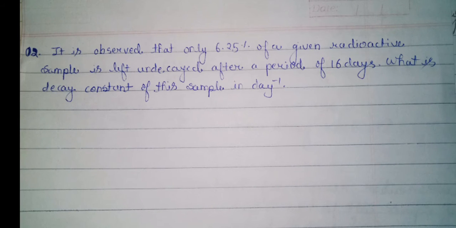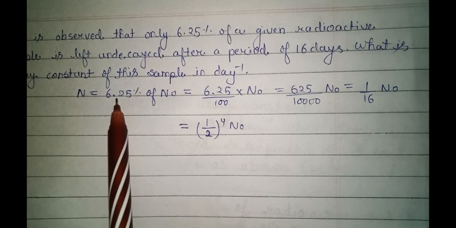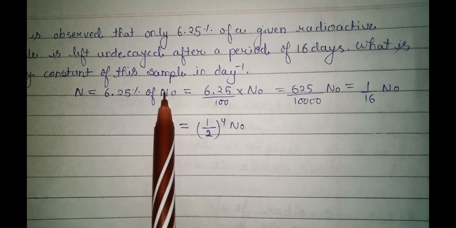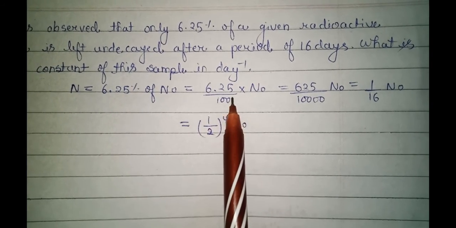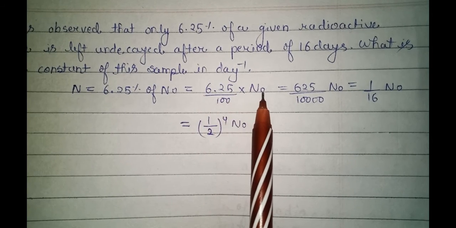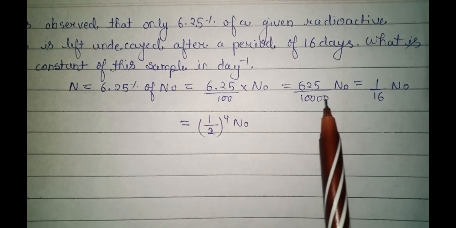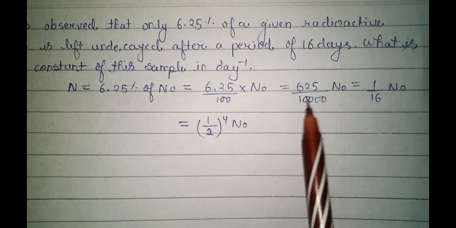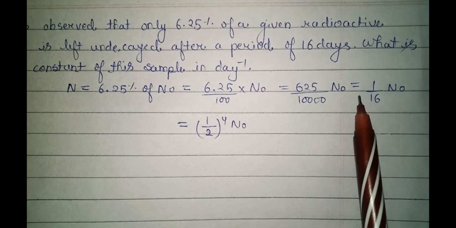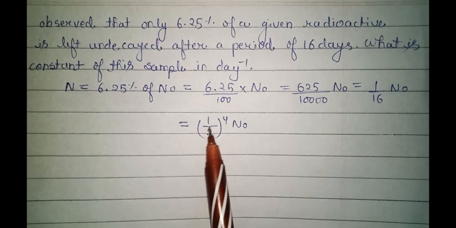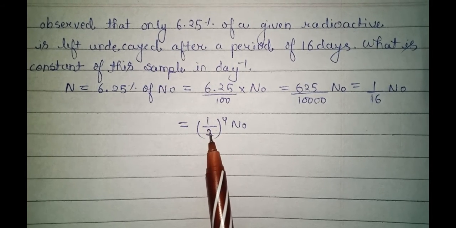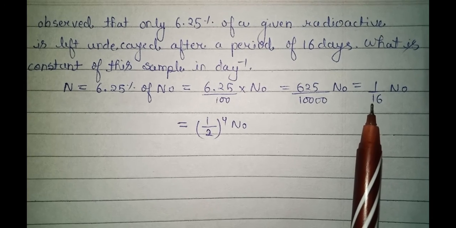In question number 2, it is given that the undecayed nuclei remain 6.25% in 16 days, so we have to calculate the decay constant. It is given that the undecayed nuclei left is 6.25% of the original one. So on converting this percent into a fraction value, we get 6.25 upon 100 into N naught. On removing this decimal point, we have to add zeros in the denominator. On solving this, we will get 1 by 16 of N naught. Now this 1 by 16 can be represented as 1 by 2 raised to the power 4, as 2 raised to the power 4 is equal to 16.